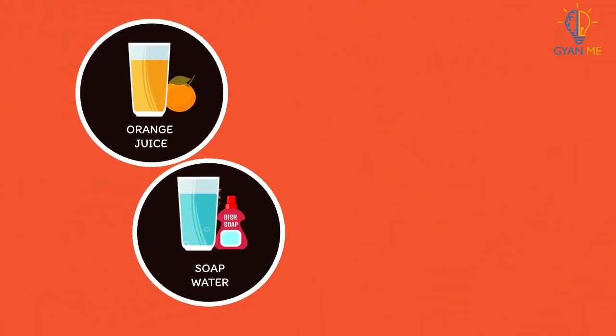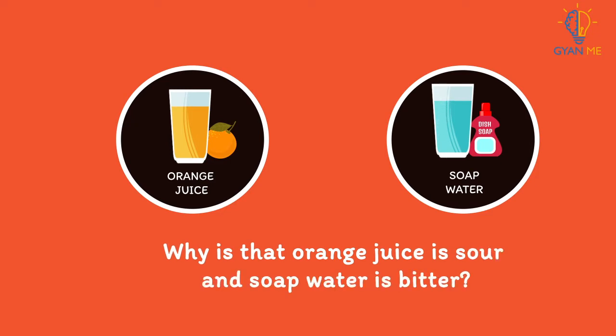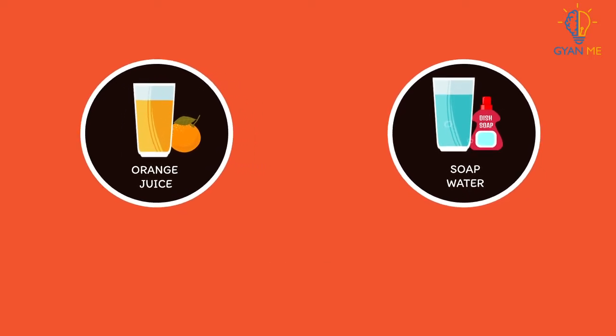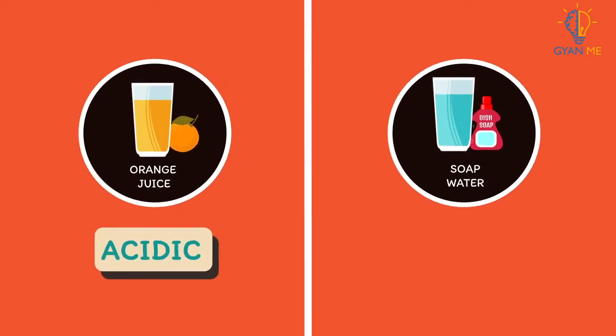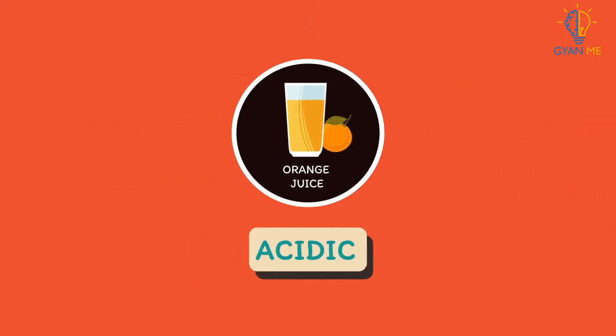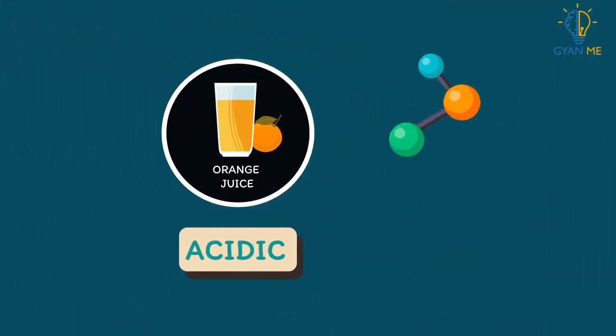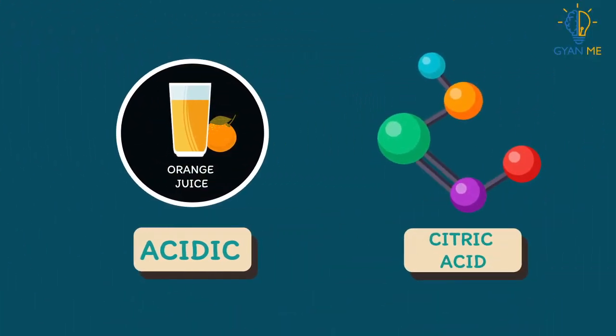So the next question is, why is orange juice sour and soap water bitter? The answer lies in their nature. Yes, that's right. Orange juice is acidic and so it is sour, and soap water is basic, so it is bitter. What makes orange juice acidic? A chemical substance known as citric acid makes it so.